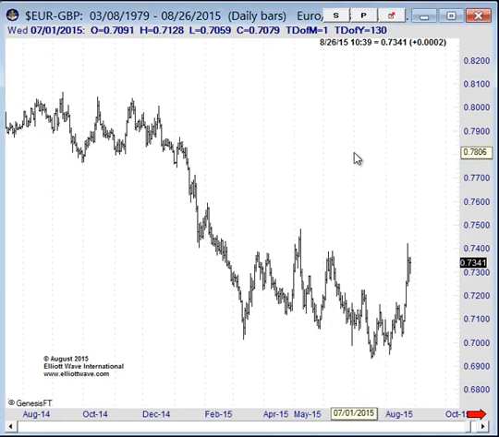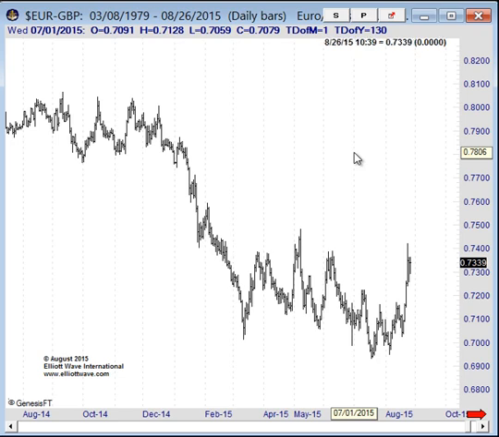It's been a while since we've done some practice exercises in labeling price charts, so I thought that's what we would do for today's lesson. But more importantly, we're going to be practicing labeling price charts of cross rates. So let's begin. The price chart in front of you is the euro pound.